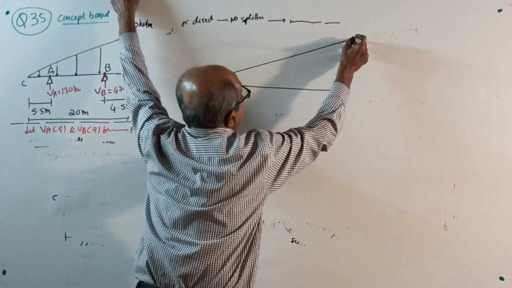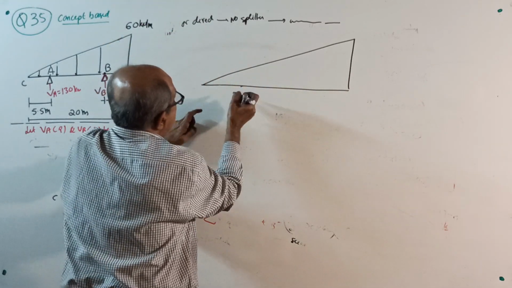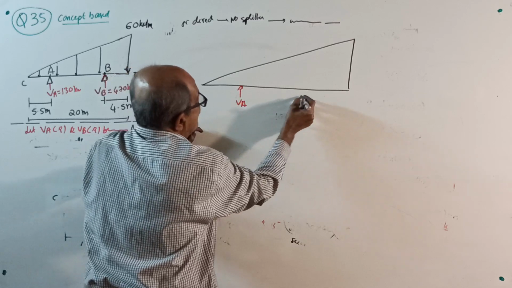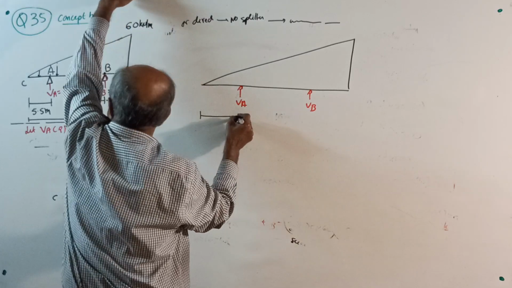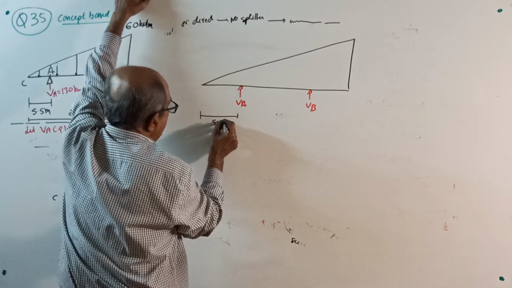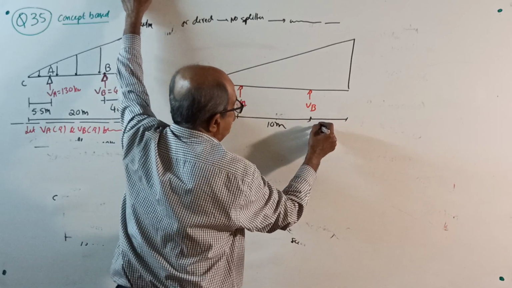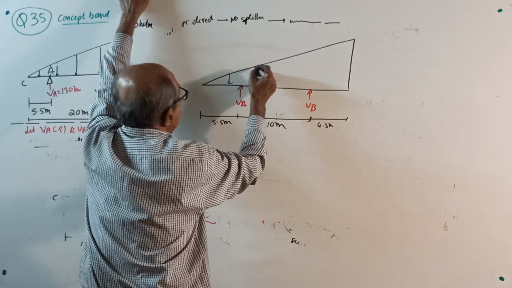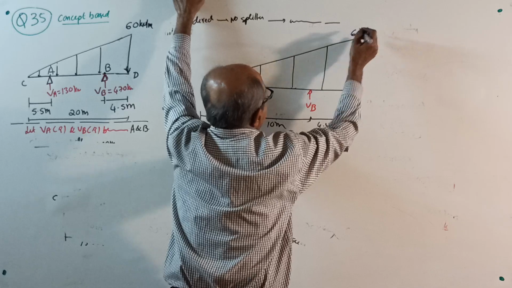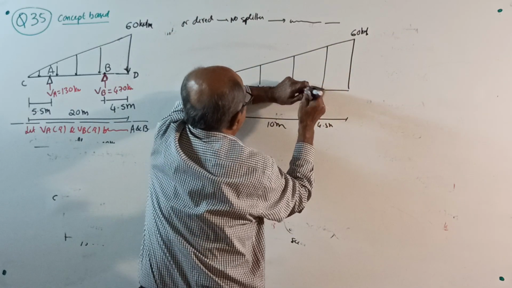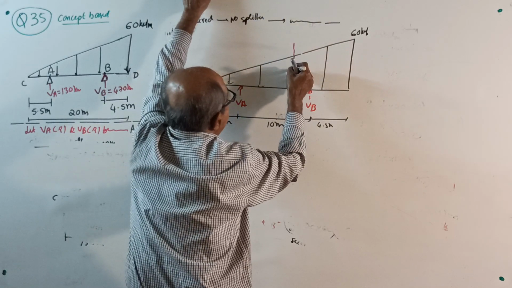Already I told how to, but earlier you took moment about A, now you are taking moment about B. See, this reaction is VA, somewhere here the reaction is VB, out of scale. This is 5.5 meter, this is 10 meter, this is 4.5 meter. You take the complete load, everything, once for all, 60 kN per meter. The full load, don't look here, the resultant will come somewhere here. So the total resultant force will come here.